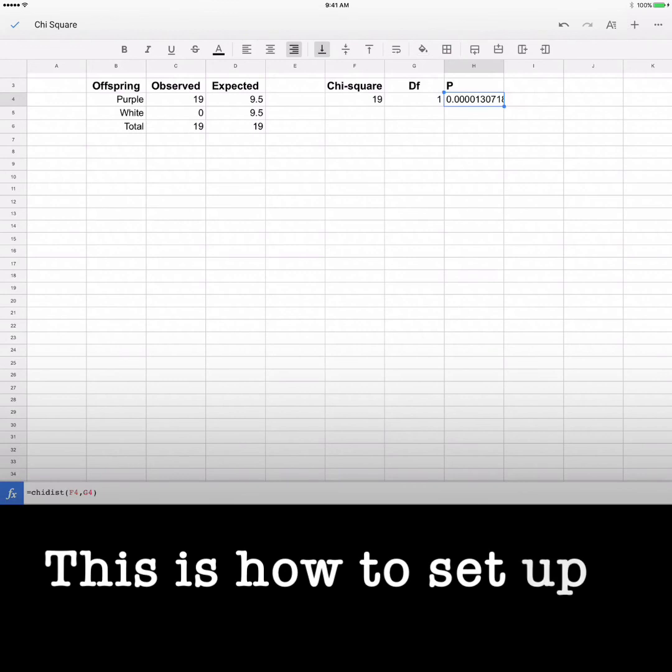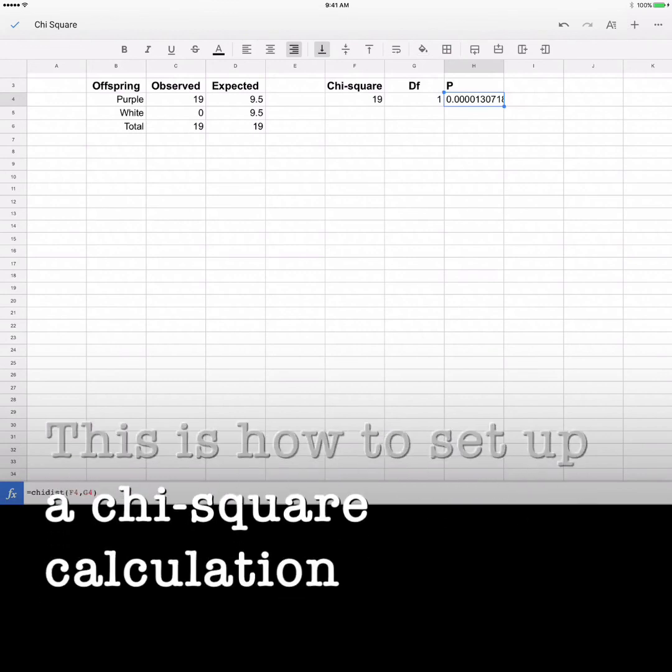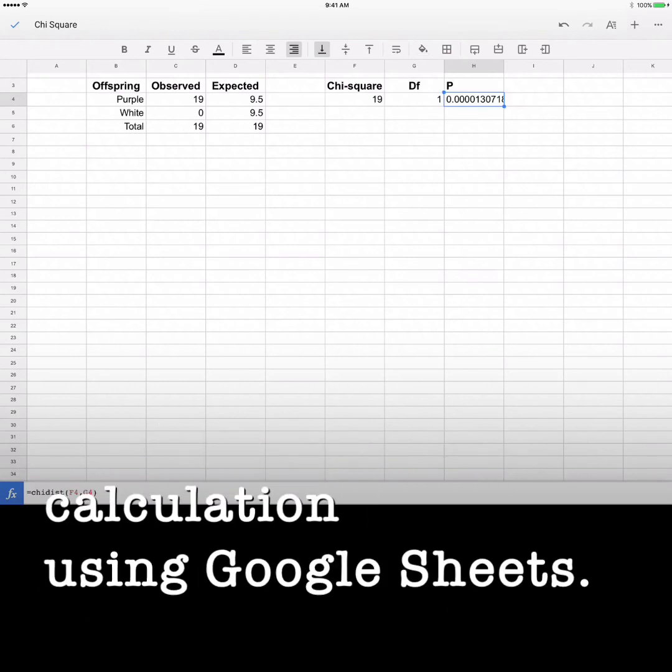So this is how to set up a chi-square calculation using Google Sheets.